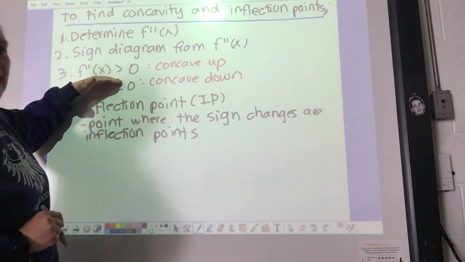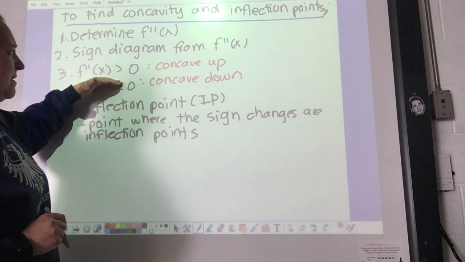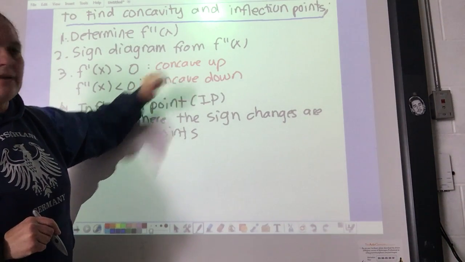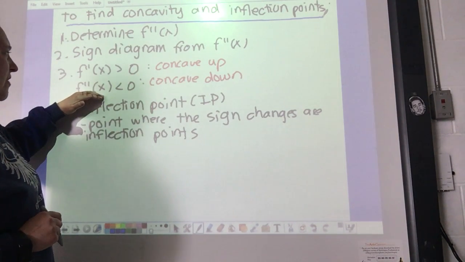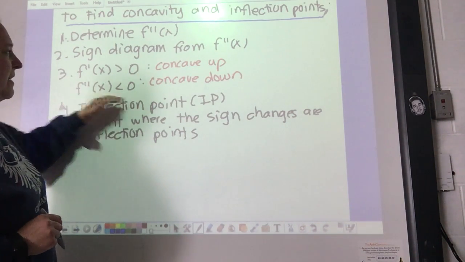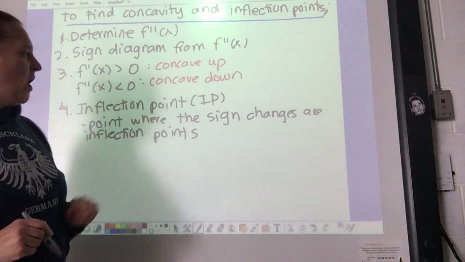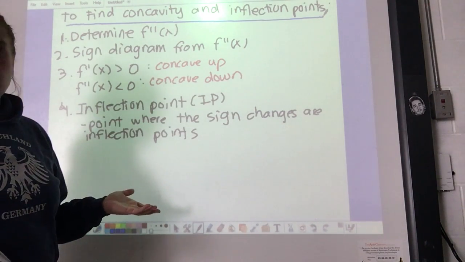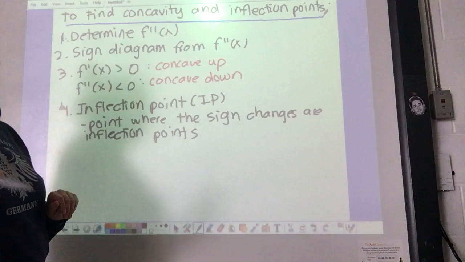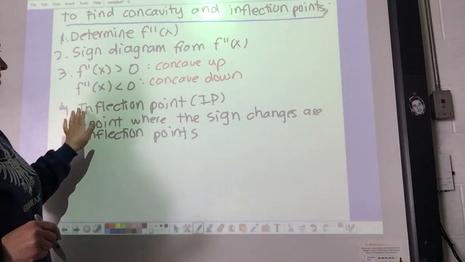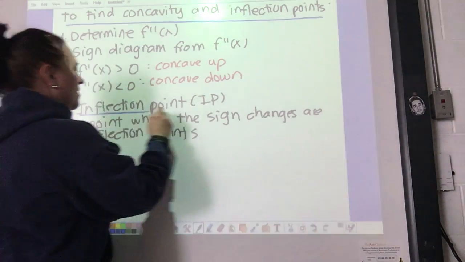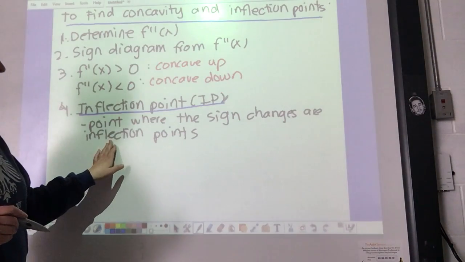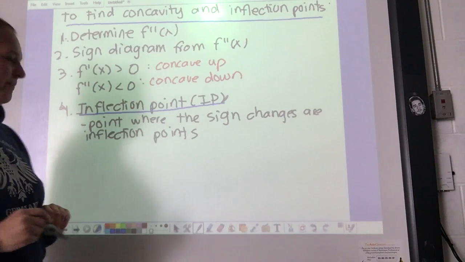It's very simple. Any region in your sign diagram that's positive would show where the graph is concave up. Any part of your sign diagram where the second derivative is negative, that would be concave down. Well, what about where it's equal to 0? Well, that would be your inflection points, and we'll get to that on the next slide. So the inflection points would be the point where the sign changes. That's where you get inflection points.